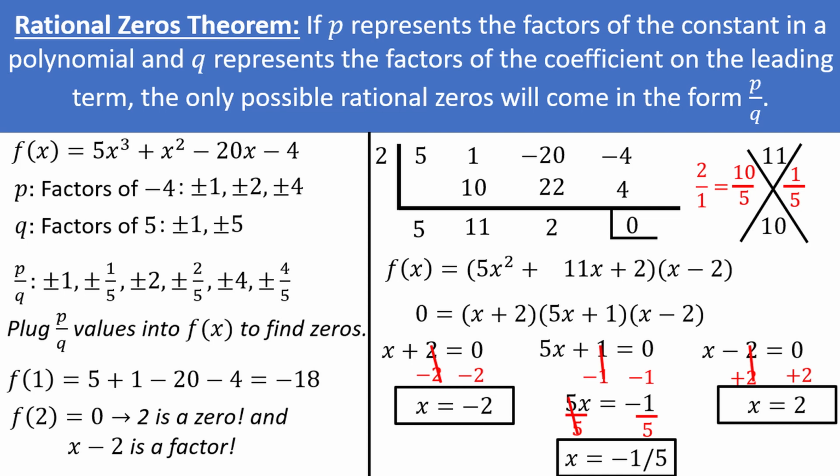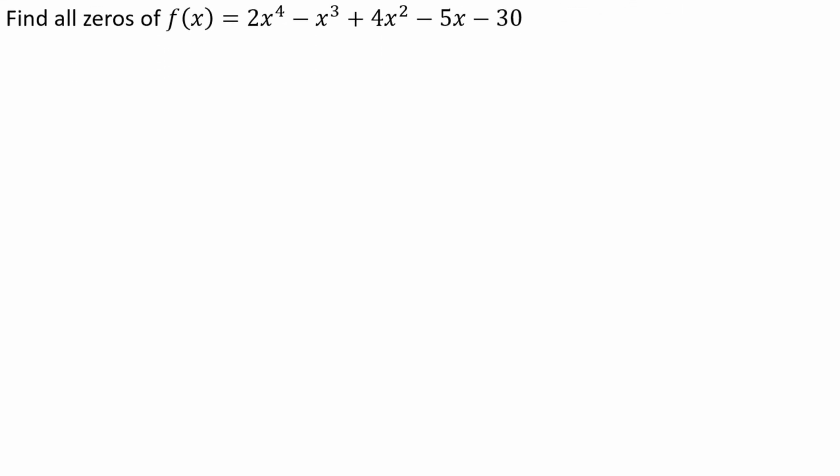If we look back at our list, we notice that all three of these values were on the list. If we were to get irrational or imaginary zeros, like I said before, they will not appear on the list. Let's try a few more examples.